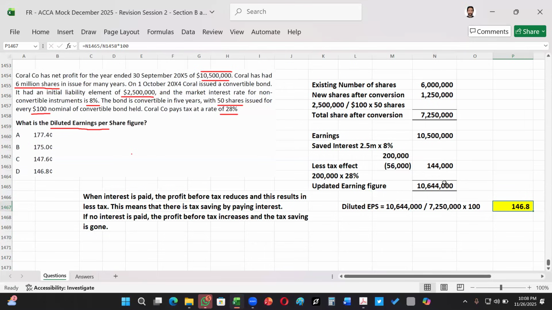Exactly. This is the only case where we adjust earnings. Otherwise, in none of the EPS questions will we be adjusting earnings.